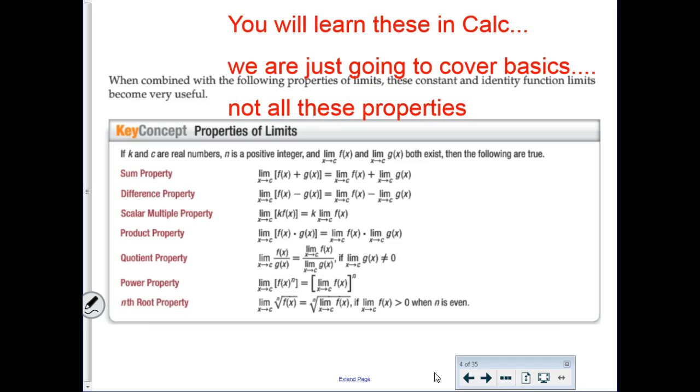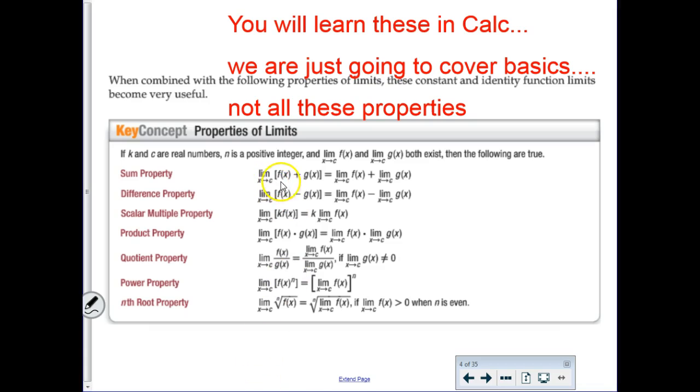Okay, there's a lot of red notes here. It says, you will learn these in calc. I'm just going over these to cover the basics, and these are not even all of your properties that you will learn in calc. The good news is, they're kind of intuitive. I know they look really scary, but they kind of make sense. Or not, I don't know, maybe.